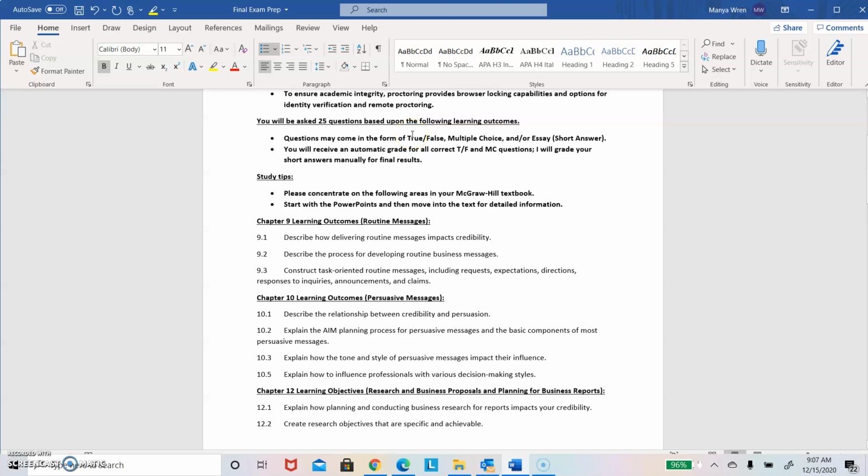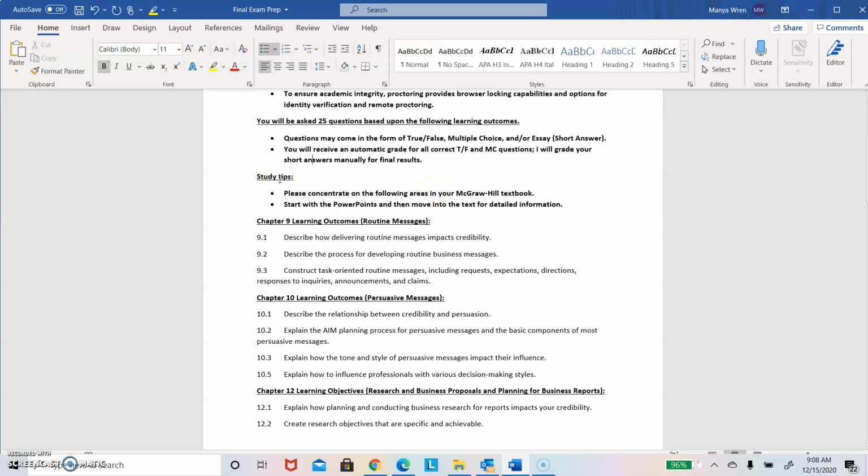You will receive an automatic grade for all true, false, or multiple choice questions, but I will have to manually grade your short answers. So if you get a short answer essay question, know that you might get one, you may get two at the most. If you do, you will have to write that information, short answer, to the best of your ability, and I will grade the final for that.